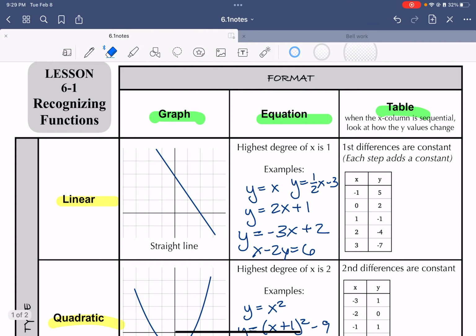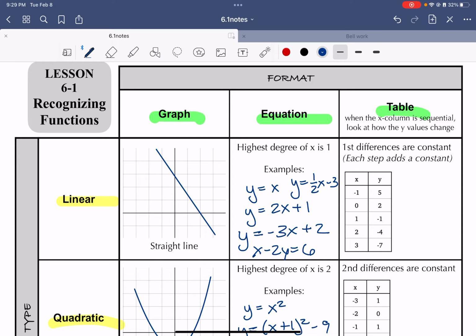The last way to recognize what type of function we have is by looking at a table. And it is the way that takes the most work. It's a little bit harder to figure it out. You can't recognize it right away. You have to do some work to figure it out. So there's a process, and so I'm going to show you how to do it.